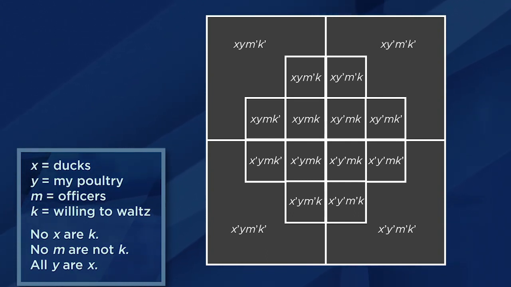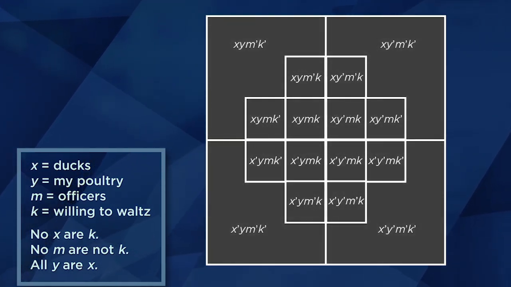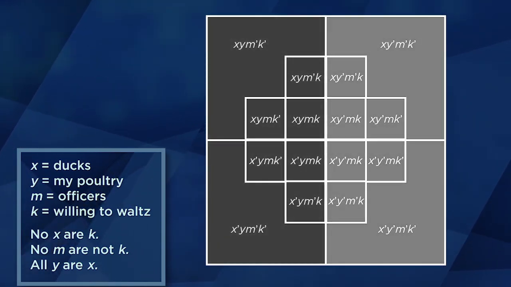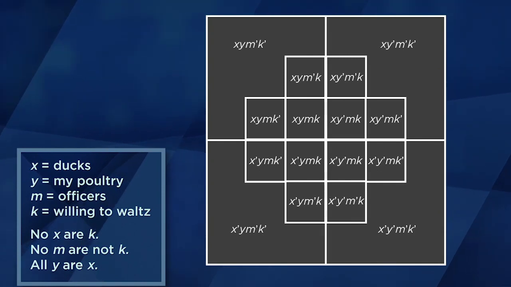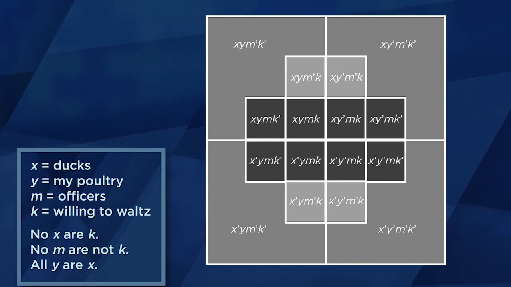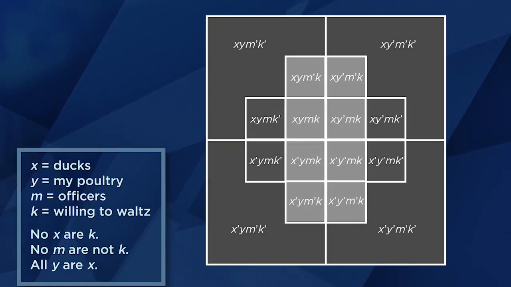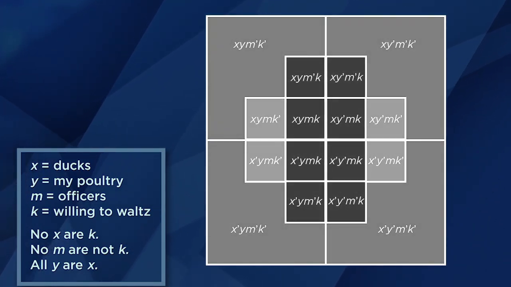Now, notice that the diagram has 16 regions, which makes sense when you have 4 variables, each of which can have one of two values. Let's describe the various regions. Having or lacking X is shown by being above or below the horizontal line. Having or lacking Y is shown by being to the left or right of the vertical line. Having or lacking M is shown by being inside or outside the horizontal inside rectangle. And having or lacking K is shown by being inside or outside the vertical inside rectangle.